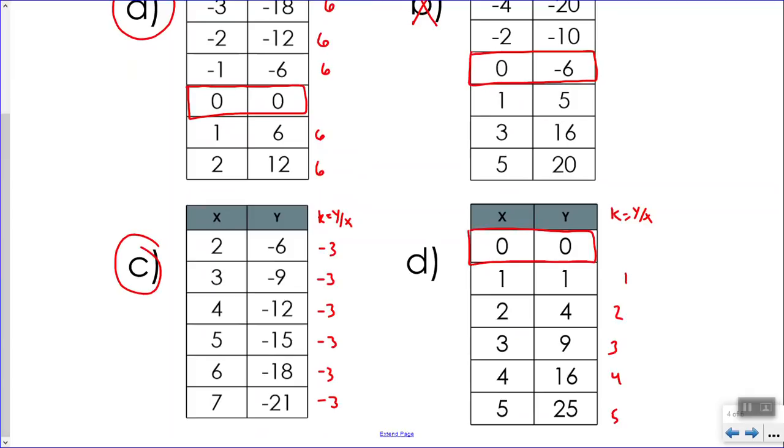Alright, so if we look at this one, table C does work out because y over x is constant for each row in that table. So our constant of proportionality, or our constant of variation, is -3. But if we look at our next table, y over x is not constant. So that one is not going to work for this particular direct variation.